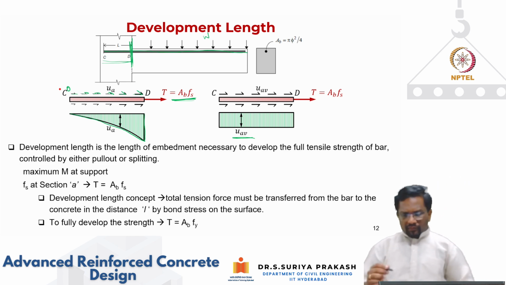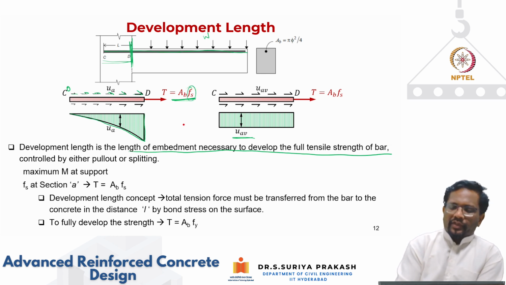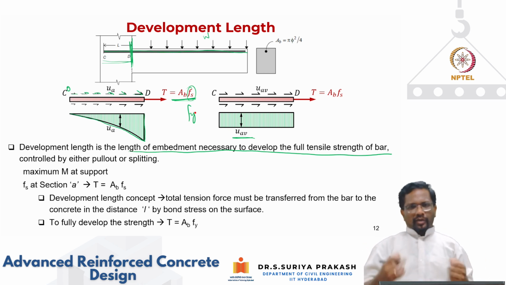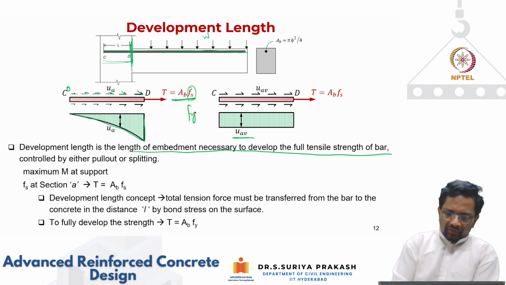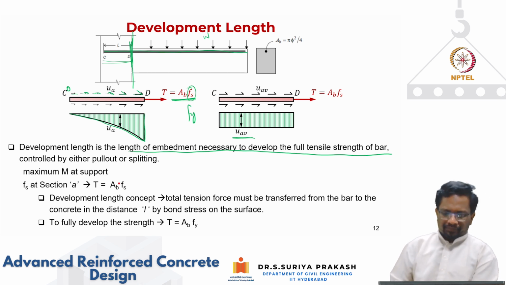Right. Now, what is development length? Development length is the length of embedment necessary to develop the full tensile strength of the bar. For example, if in this the stress Fs becomes Fy, that means I am achieving the yielding of the bar, and only then am I effectively utilizing the material. So, for a section, let's say at D, the tension force is Ab into Fs, right? The maximum moment is at the support.